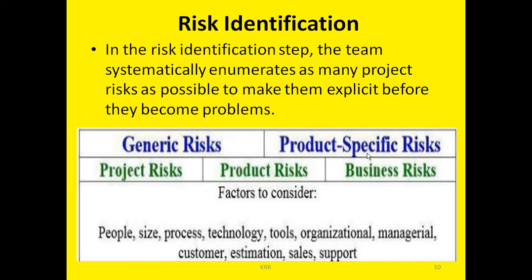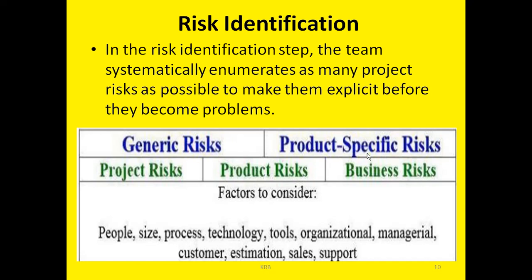So mostly there are numerous risks that can occur while developing the project. These risks are categorized into various types, that is generic risk, product specific risk, project risk, product risk and business risks. Here, project risk means that while developing, if we find some errors in the code, or while delivering the product, that is nothing but the project risk.